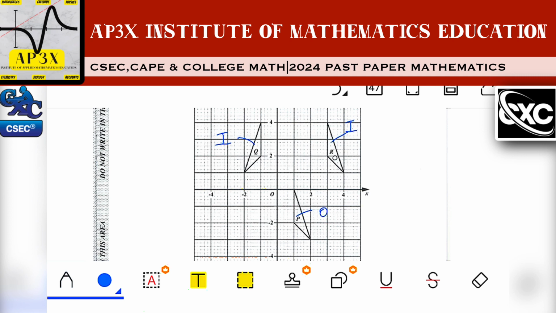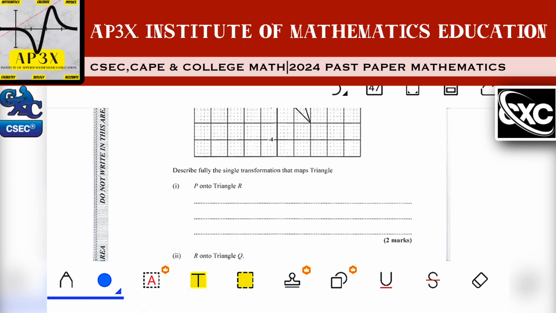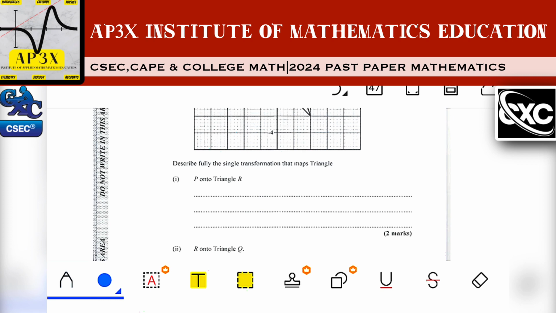If it's a reflection, it tends to turn backwards and the points do some flip and change in signs. If it's a rotation, that also undergoes some flipping of the coordinates and changing signs. And if it's an enlargement, then the coordinates tend to double or cut in half or triple or cut in a third. So right here, just by process of elimination, it's a translation that maps P onto R. But they did say describe fully. That's what they said. They said describe fully.